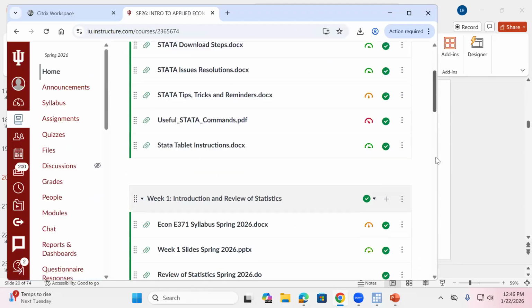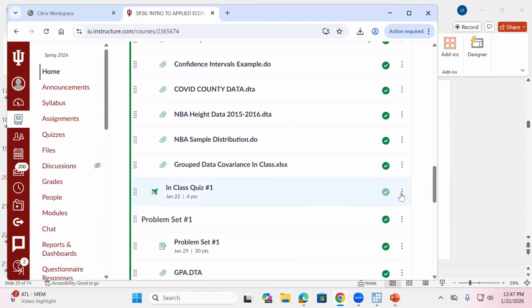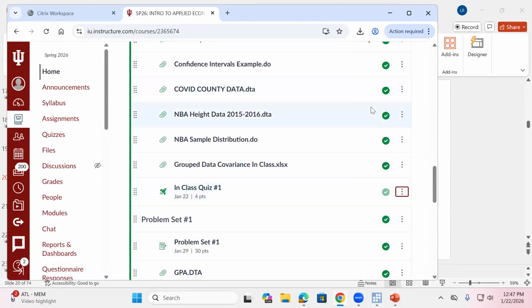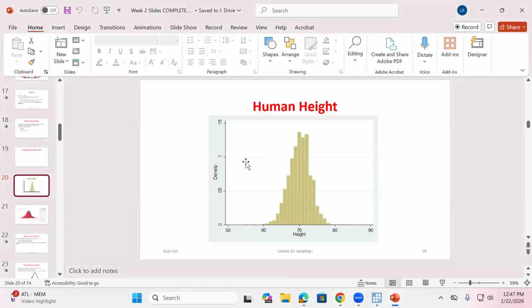Okay. So we'll use this in-class quiz later on, so don't worry about opening it right now. I'll give you the access code once we get to that point. But we left off talking about normal distributions. Yes, you wanted to know. Oh, yes. Thank you. So when we get to Stata, I'll show you guys.